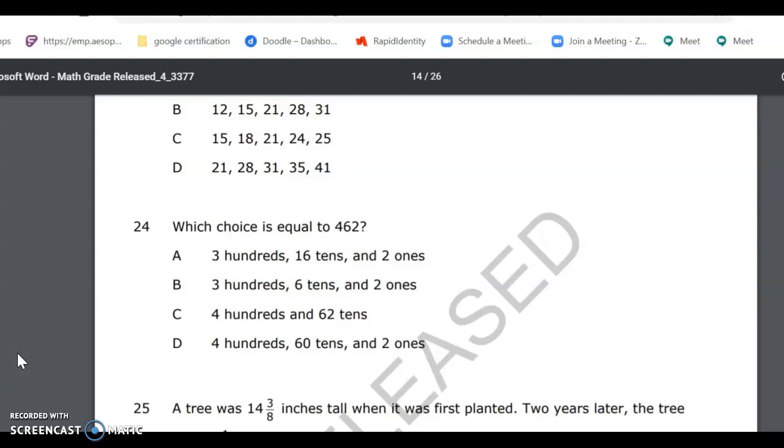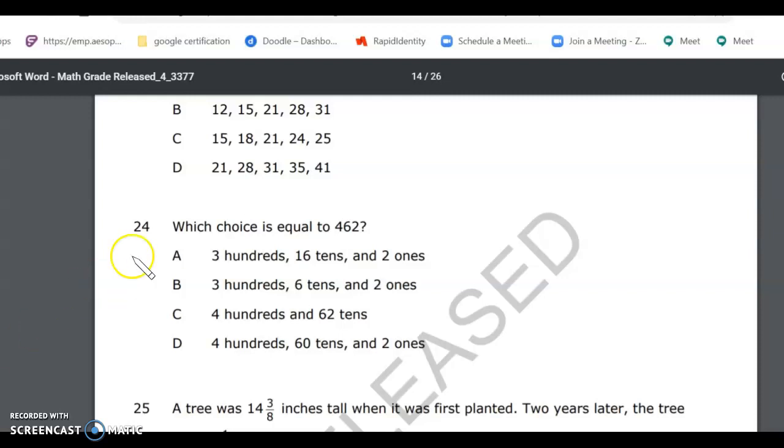Okay, so I'm going to continue going over some of the EOG release problems just to help you as you work through the problems on your own. And remember, you can pause the problems as you go along, as you watch it to help you. Okay, so I'm going to start on number 24 right now.